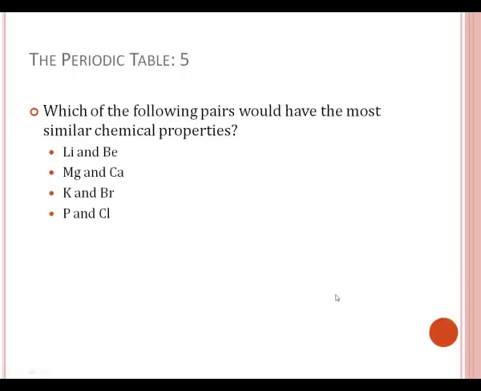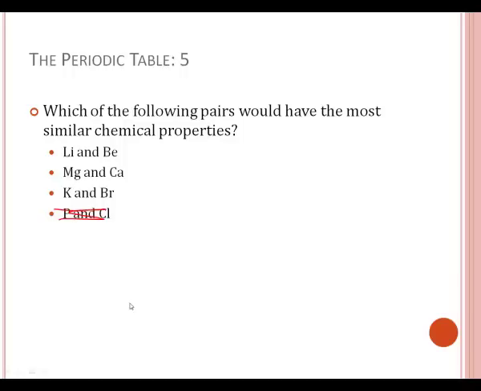Number 5 asks us which of the following pairs would have the most similar chemical properties. If we look at our table of elements, let's start at the bottom. If we find phosphorus and chlorine, that's going to be over there in the p block, atomic numbers 15 and 17. Those guys are separated by an element, so they're not particularly close to each other. So we're going to go ahead and eliminate that option. We're looking for which elements are closest together.